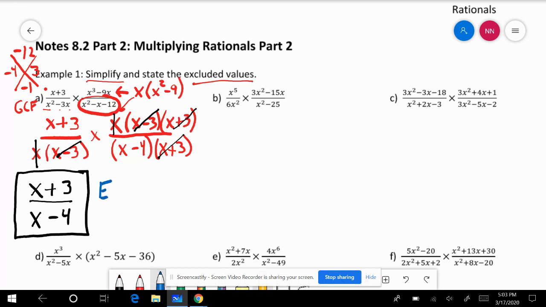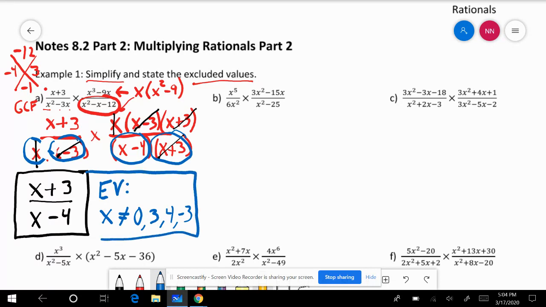Excluded values, if you remember from a little while ago, are what makes the denominator 0. So we're looking for all the values that x can't be equal to in the denominator. So here, x cannot equal 0. Here, x cannot equal 3. Here, x cannot equal 4. And here, x cannot equal negative 3. And that right there is our second answer.